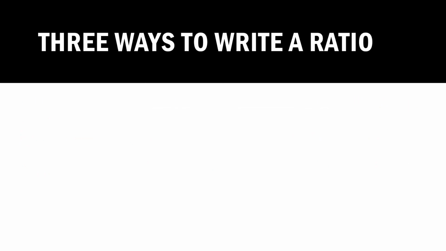The three ways to write a ratio: 1 with a colon is still showing the comparison of 1 to 4. With the word to, 1 to 4, or you can write it as a fraction, 1 over 4.